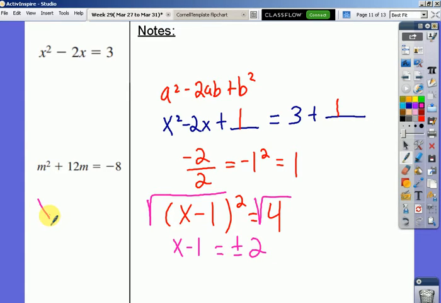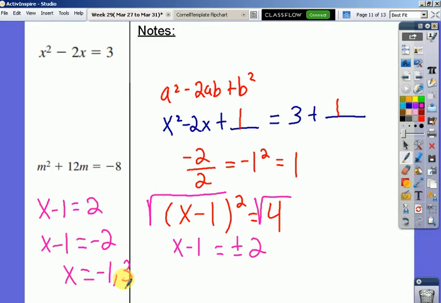Did you get the 4? I got the 4 because I took 3 and I did what to it? I added 1. Remember, whatever I do to one side, I have to do the other. Okay. So x minus 1 equals 2, and x minus 1 equals negative 2. And what do I get for my values of x? Yeah, 3 and negative 1. Okay, do you have any questions on completing the square for that first one?